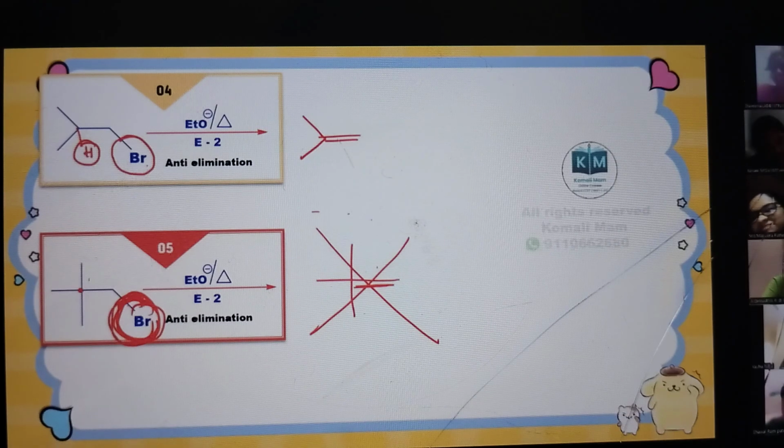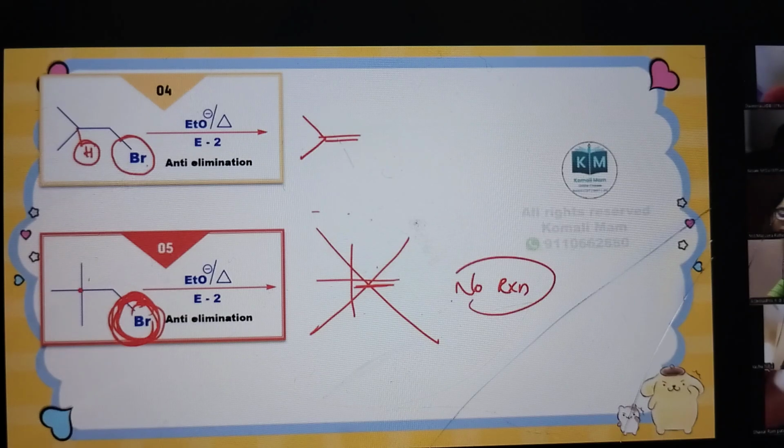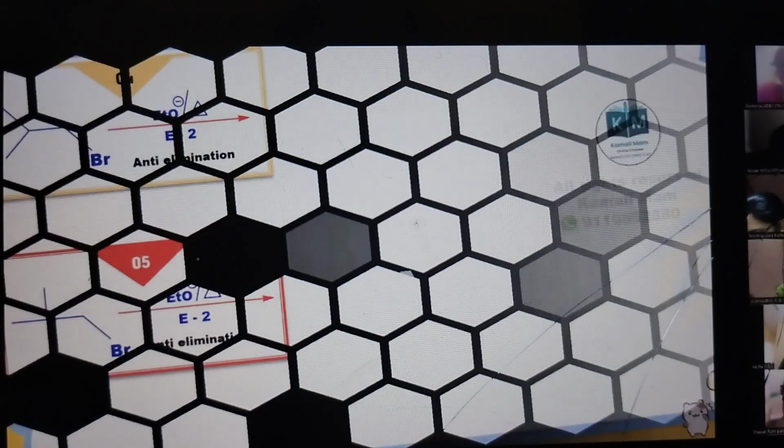Now let's see this Br, and there is no hydrogen here, okay? So no double bond, no reaction. No reaction. Okay, no reaction. Very good, very good.